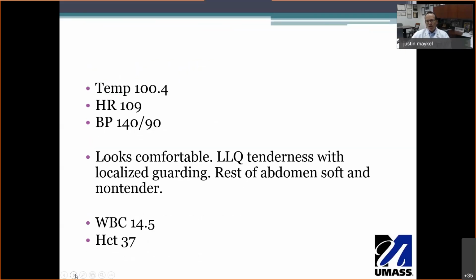She had no prior abdominal surgery, and she was only on 2 medications, some inhalers and some lorazepam for her anxiety. So on examination, she had a low-grade temperature of 100.4. She was slightly tachycardic, 109. Her blood pressure was normal. She actually looked quite well. She did have impressive left lower quadrant tenderness with guarding in the left lower quadrant, but the rest of her abdomen was completely soft and non-tender. She had an elevated white count of 14.5 with a slight left shift, and her hematocrit was stable at 37.